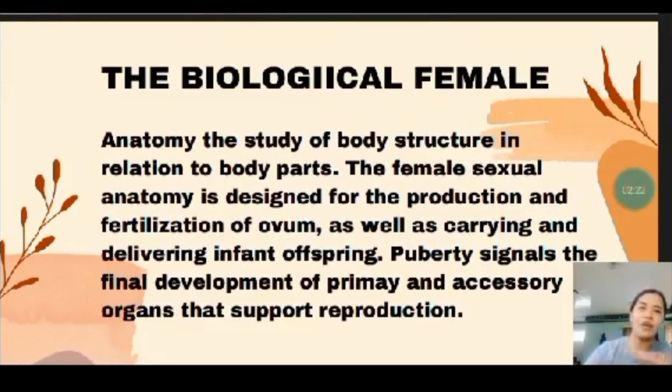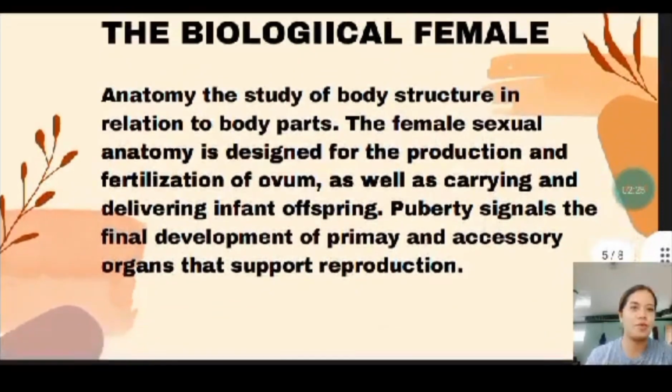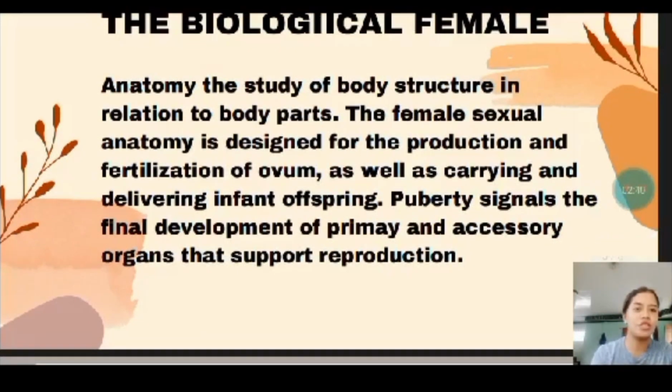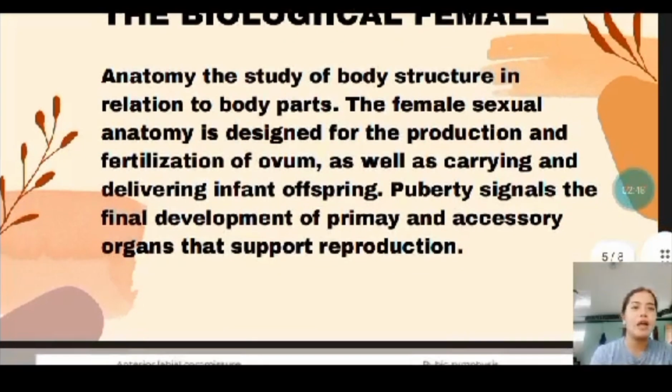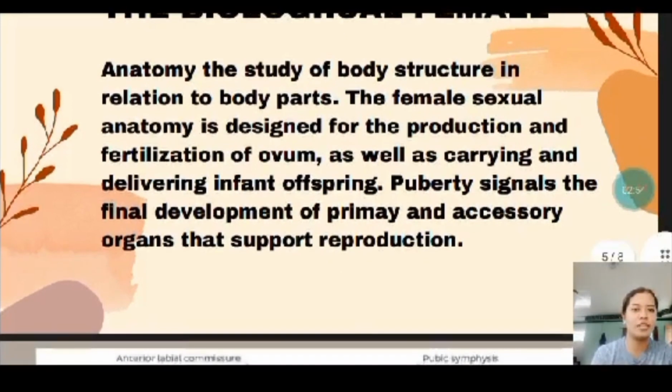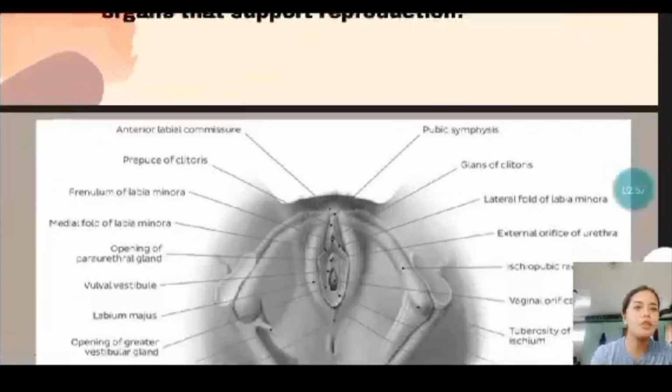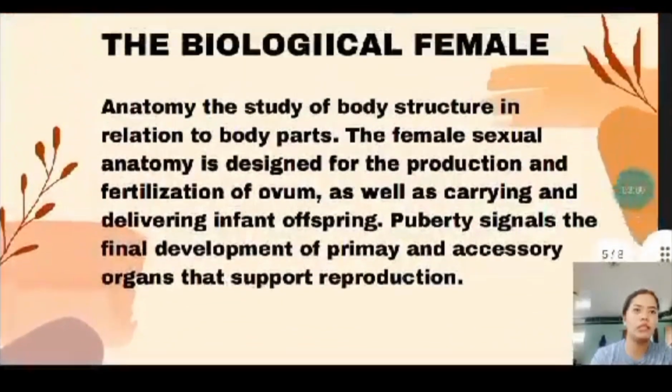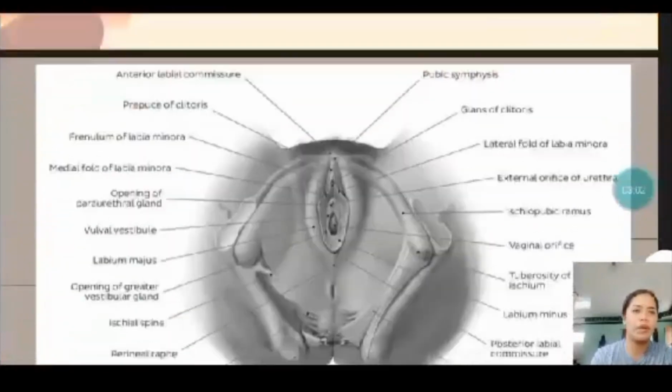What is the biological female? Biological female anatomy is the study of body structures in relation to body parts. The female sexual anatomy is designed for the production and fertilization of the ovum, as well as creating and delivering infant offspring. Puberty signals the final development of primary and accessory organs that support reproduction. So this is the biological female.